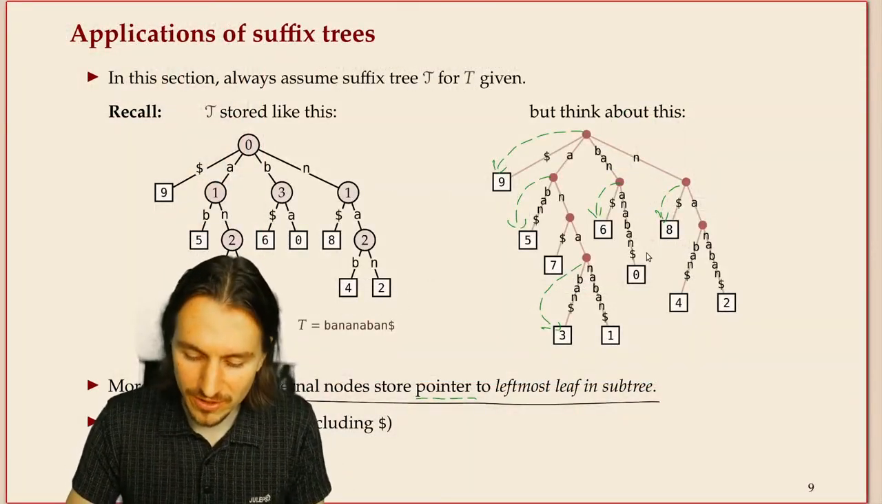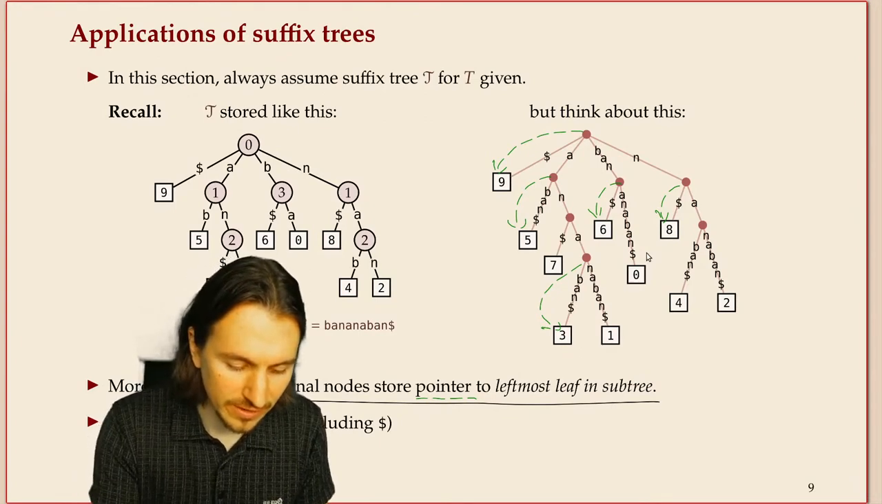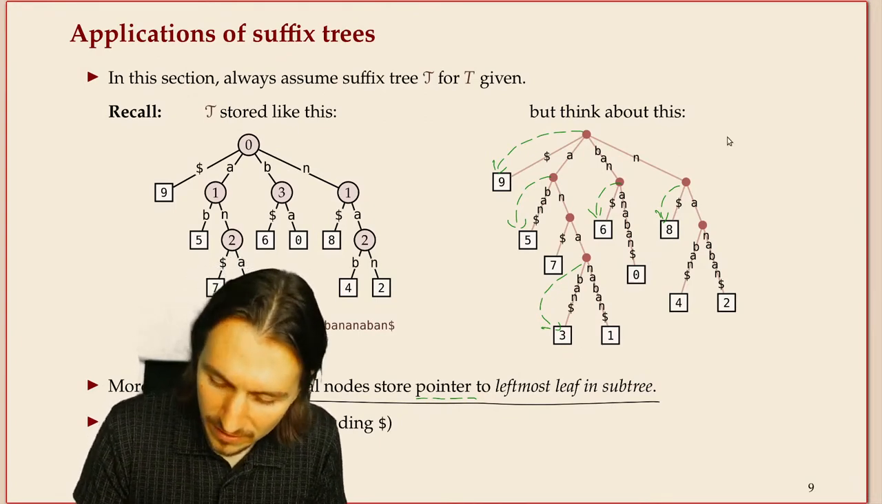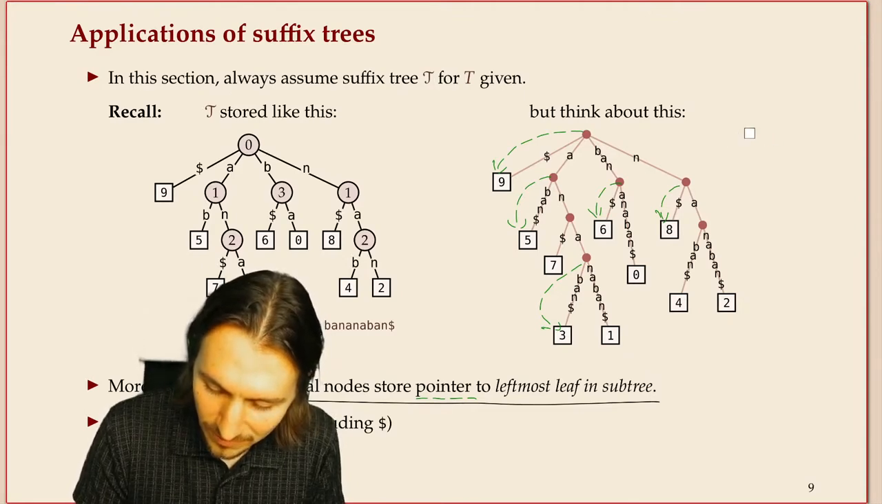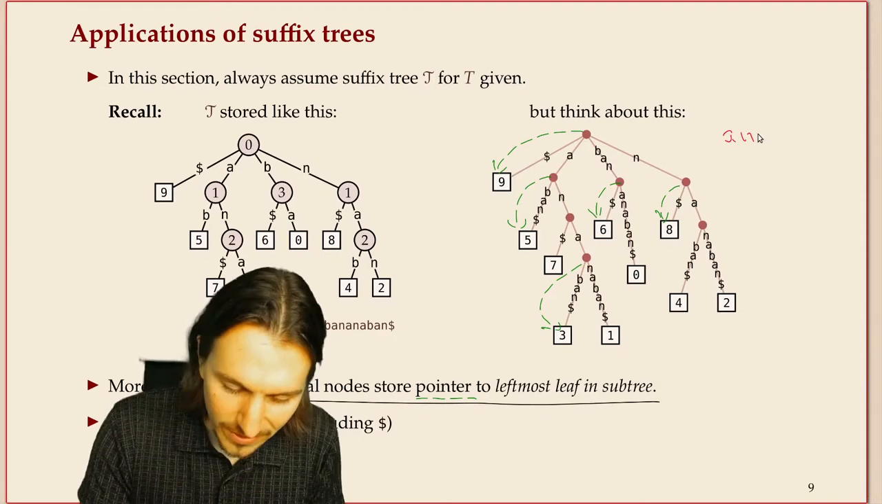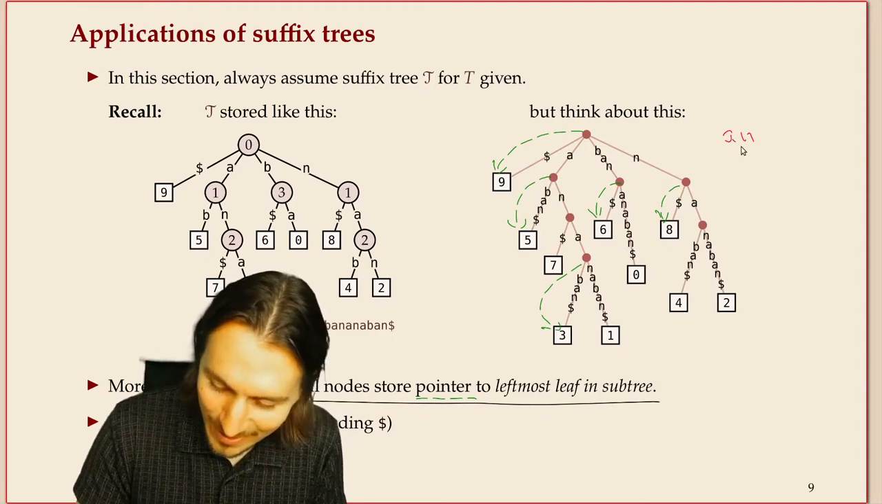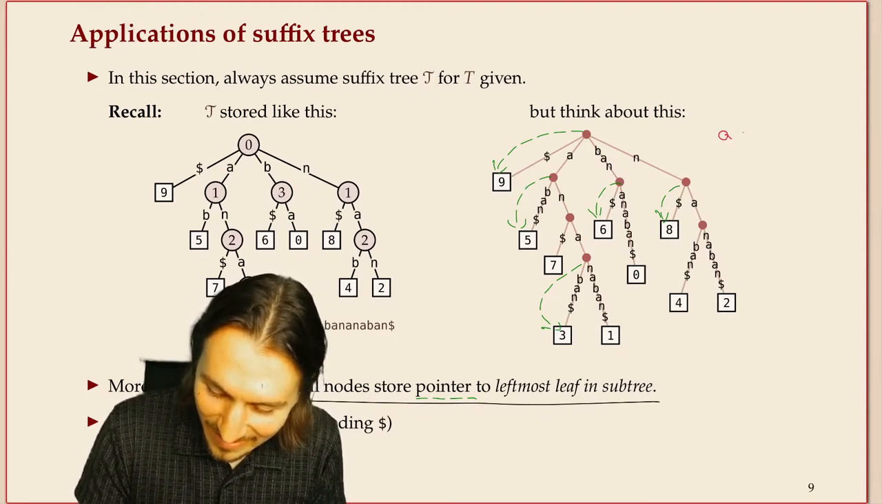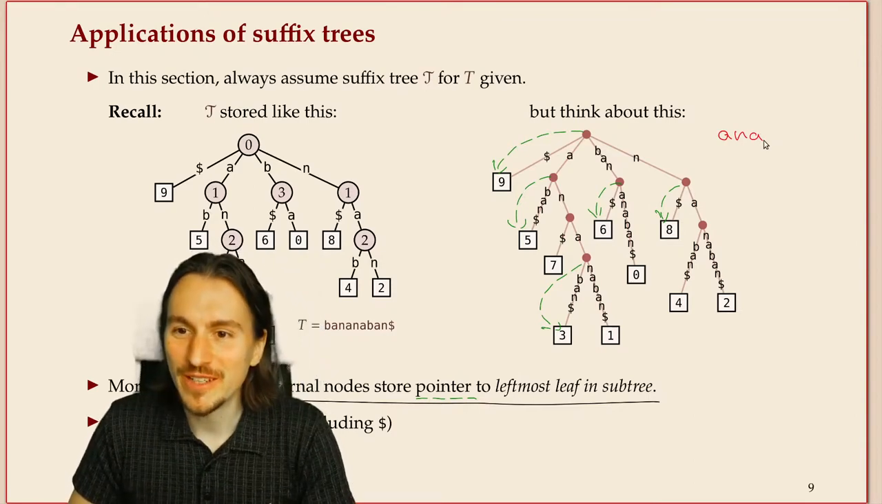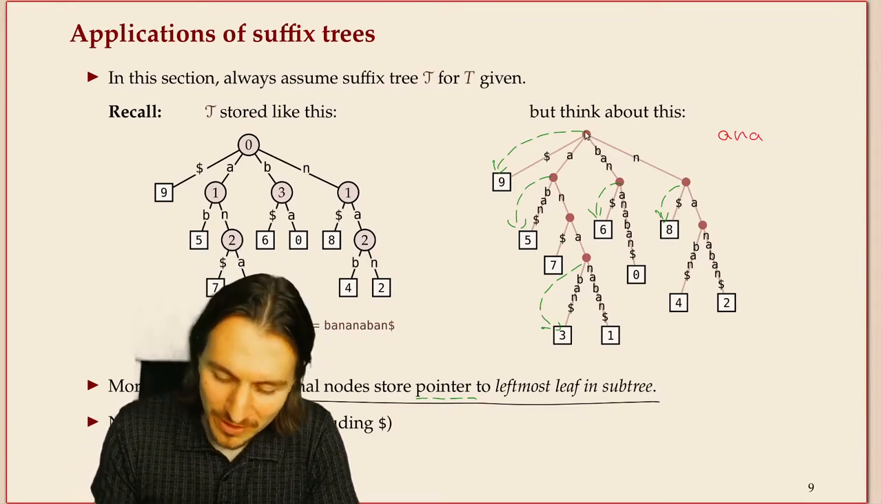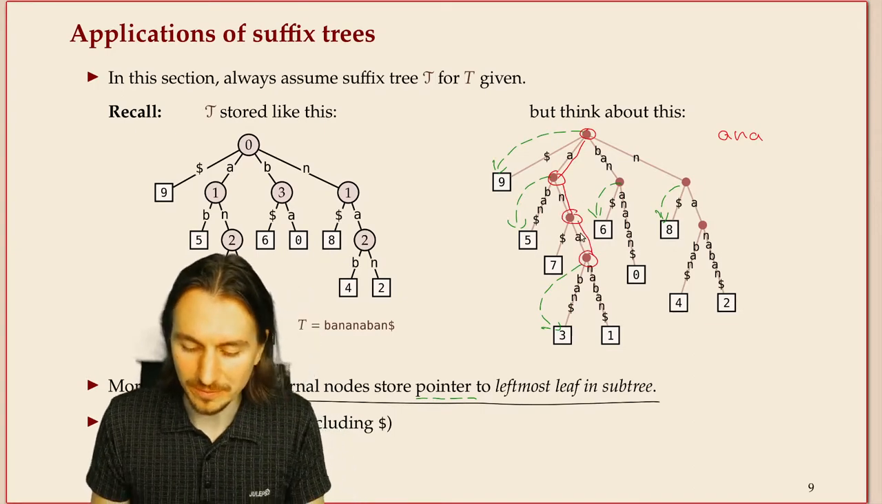So we're looking at this tree and we're trying to find the occurrences of Anna. So what we have to do is, we start in the root, and now we find the edge with an A. We follow it, then follow the edge with an N, and then the edge with an A. That brings us to this node.